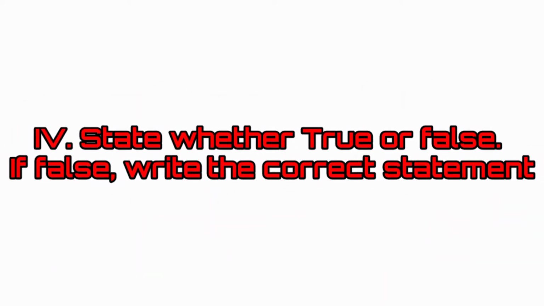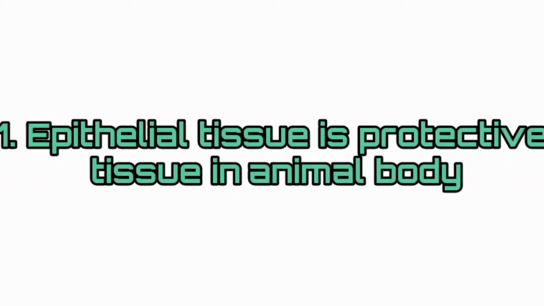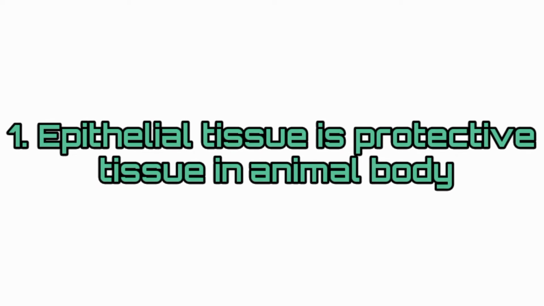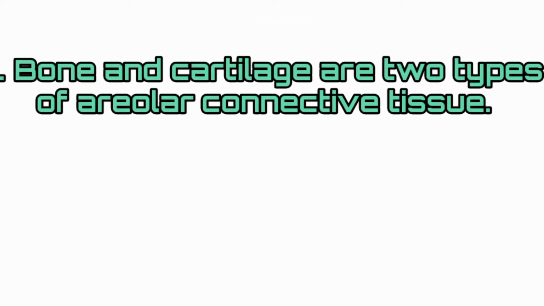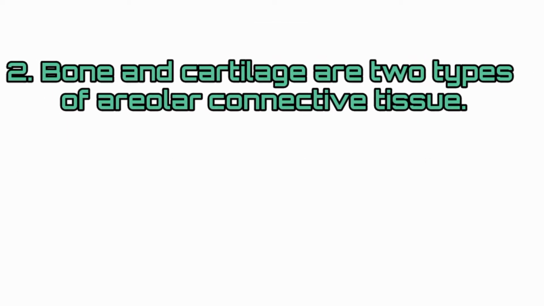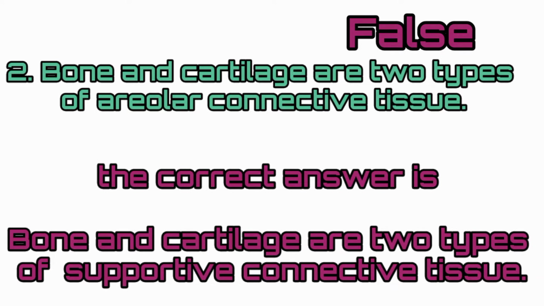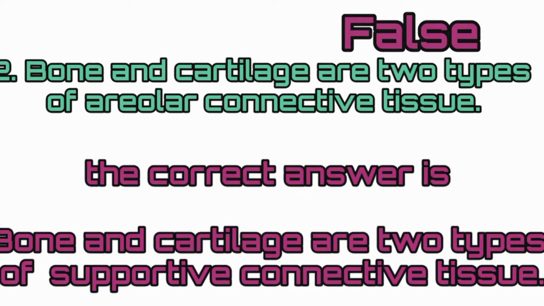State whether true or false. If false, correct the statement. Epithelial tissue is protective tissue in animal body. Answer, true. Second question. Bone and cartilage are two types of areolar connective tissues. Answer, false, not areolar, it is supportive. Bone and cartilage are two types of supportive connective tissues.